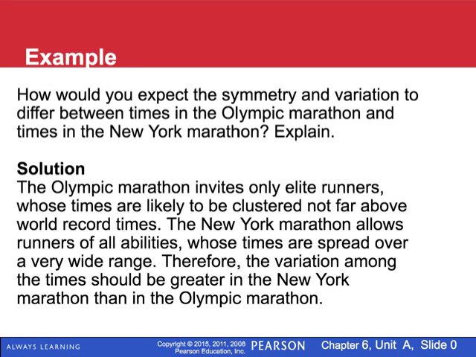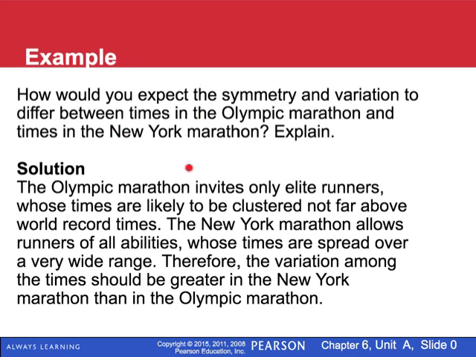How would you expect the symmetry and variation to differ between the Olympic marathon and the New York marathon? Again, before you look at the answer, it might be good to pause the video and think a little bit. Basically, in the Olympic marathon, everybody's a good runner. They're all going to be good runners, so there's going to be very low variation and probably symmetric.